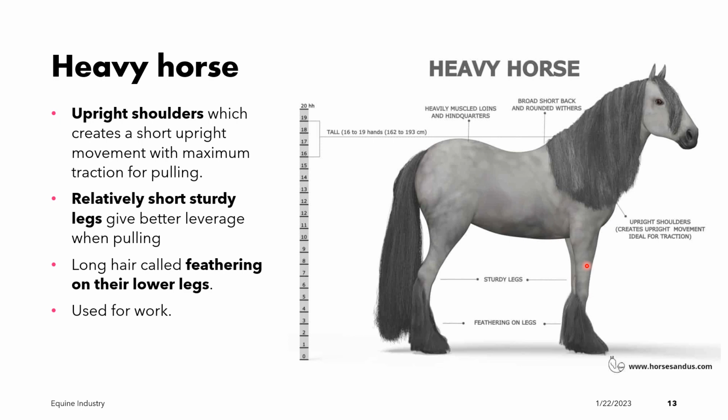In terms of the length of its hair, the feathering is of course longer compared to the other types of horse. It has a longer mane, longer hair on the tail, and it also has long hair or feathering on the lower legs. This is of course not present in the other types of horses. It is mainly used for work.